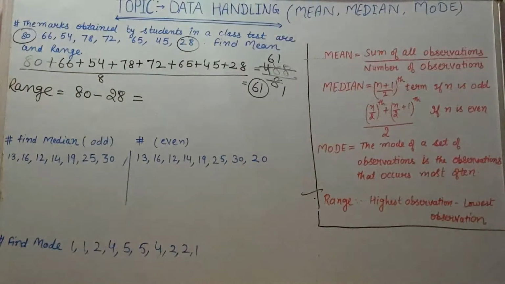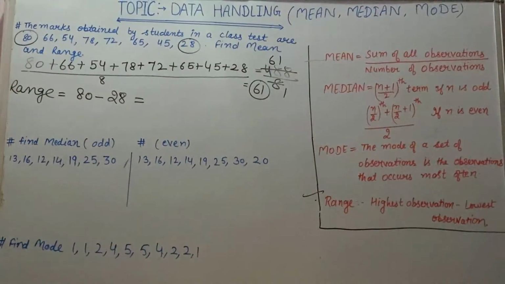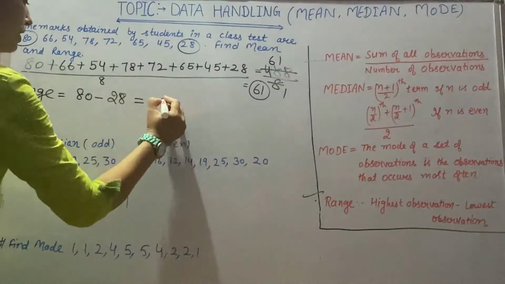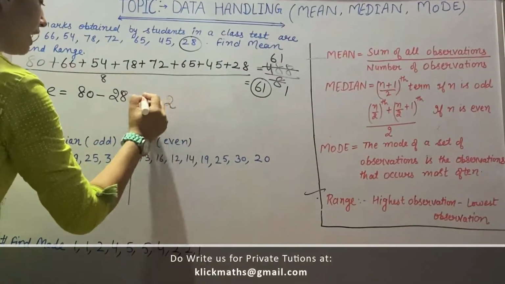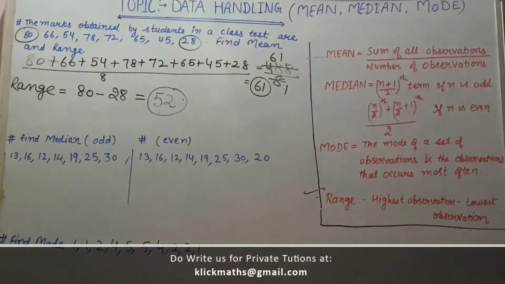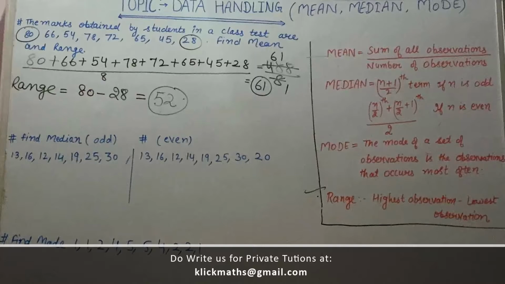Now we can find out the range. Now what will we get? Range is equal to 80 minus 28, which is 52. 52 is the range of the marks obtained by the students.